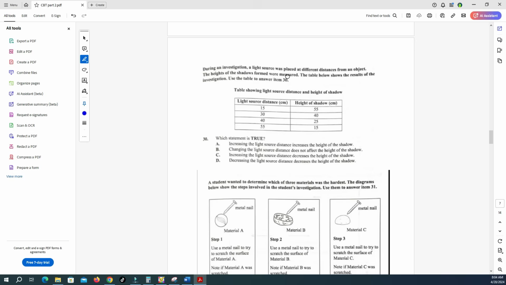During an investigation, a light source was placed at different distances from an object. The heights of the shadows formed were measured. The table below shows the results of the investigation. Use the table to answer item 30.